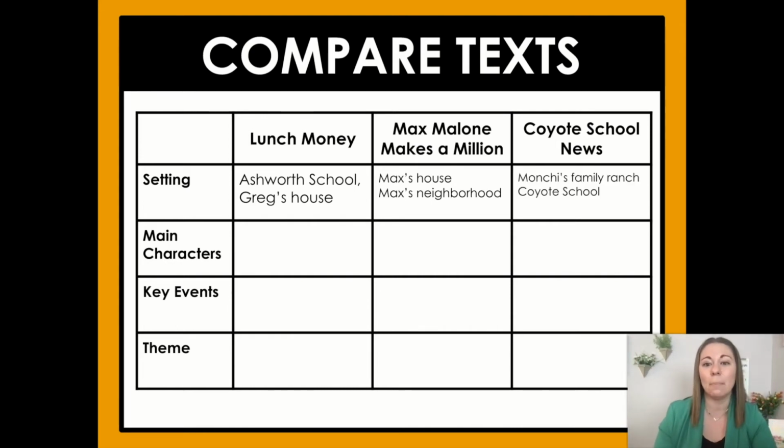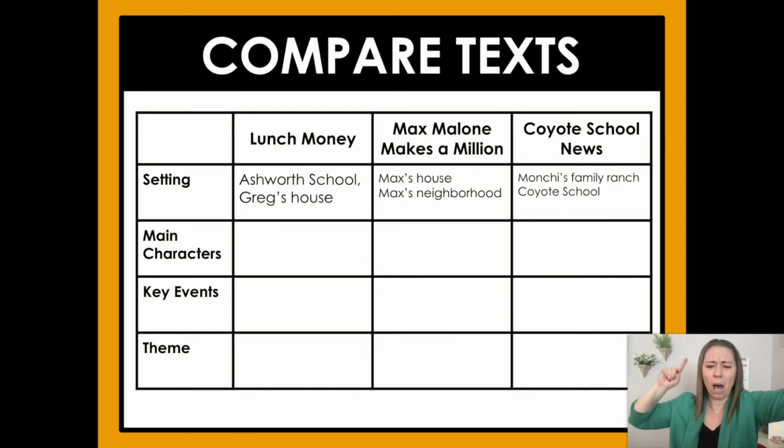Yeah, it takes place at Monchi's family ranch and also at the Coyote School. And we had taken time to really learn about Monchi's family ranch. All right, so next we need to think about the main characters. And I really just mean the main characters, because Lunch Money did have lots of characters. So who are our main characters in Lunch Money? Shout them out for me, please.